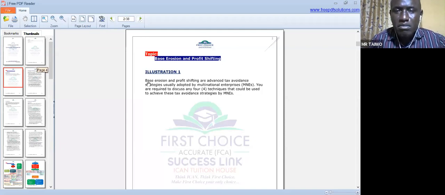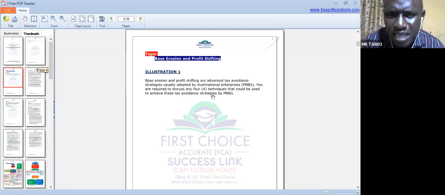Now, illustration 1: base erosion and profit shifting are advanced tax avoidance strategies, usually adopted by multinational enterprises. You are required to discuss any 4 techniques that could be used to achieve these tax avoidance strategies by multinationals.